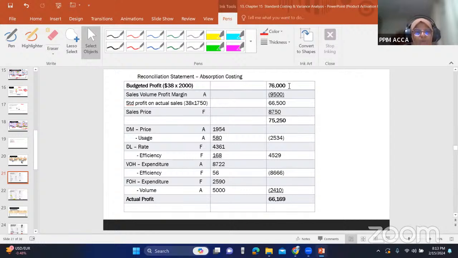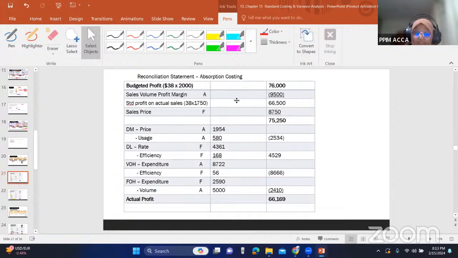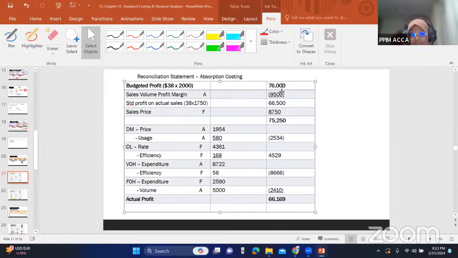Then we get the different variances and we put them one under the other. We start off with the sales variances. So we put the sales volume profit margin variance, 9,500. It's an adverse variance, that's why we make it a negative figure. It's a bad thing for us. Profit is a good thing, so we deduct it. 76,000 minus 9,500 gives you 66,500. We call that standard profit on actual sales.